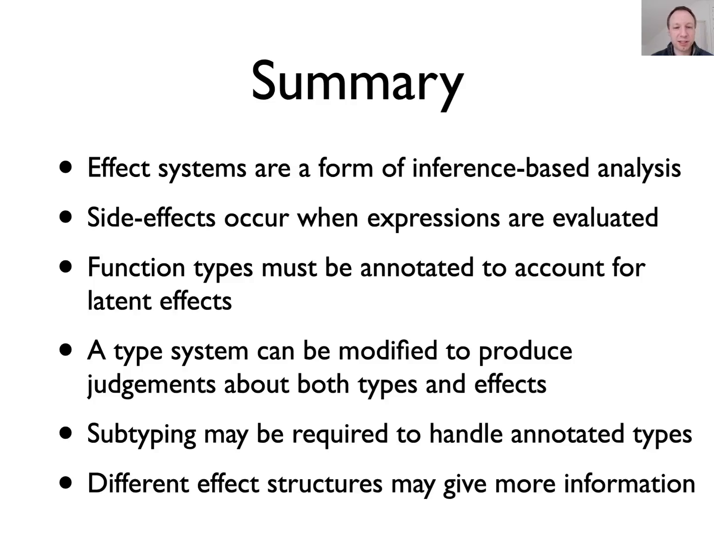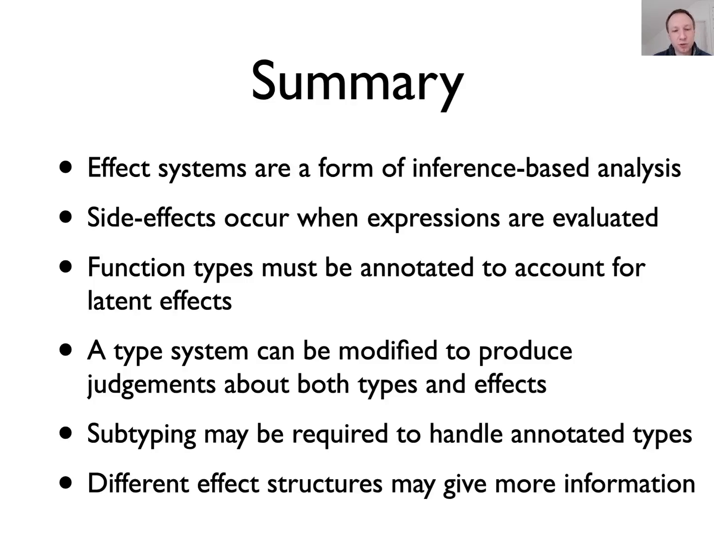To summarize this lecture, we built on our inference-based analysis from the last lecture. We augmented our inference-based analysis for type systems with sets of effects. These effects captured the side effects that occur when expressions are evaluated. We had to treat our functions, our lambda abstractions, in a special way to capture the fact that effects don't happen when the lambda abstraction is created. They happen on application of the functions. So we have to change the type system itself so that we annotate the type of the function with the latent effects that actually happen.